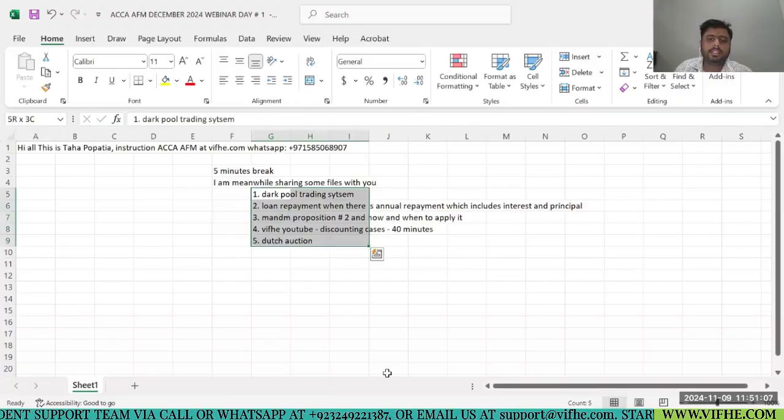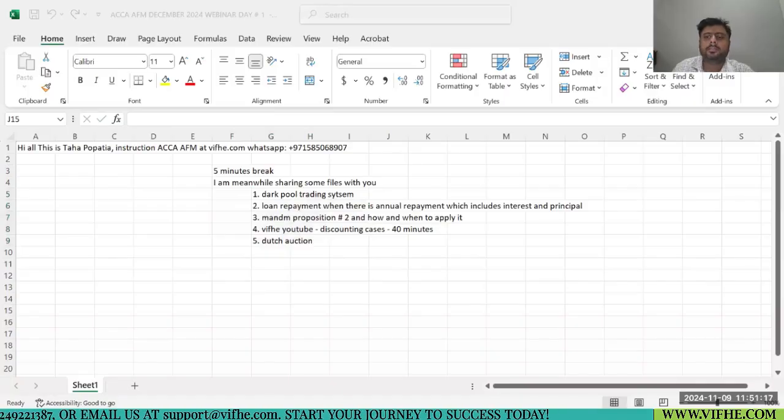Actually, what I want is that we cover these concepts before moving on. We take a 5 minutes break. In the 5 minutes, you will be able to look into the files once again so that you get an idea about what we have studied and completed till now.